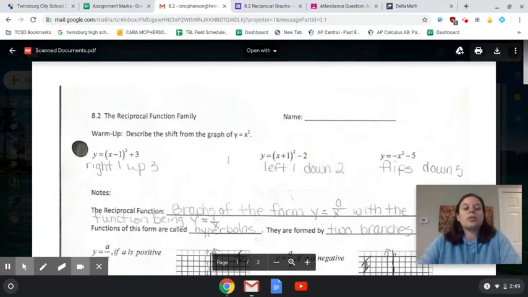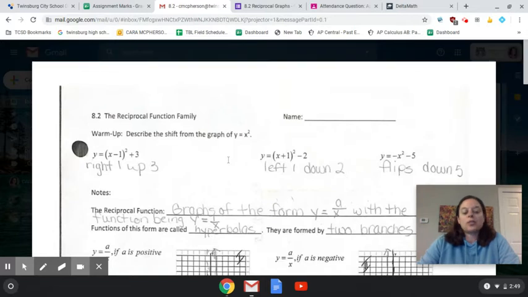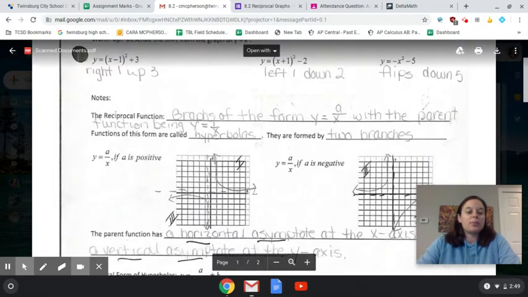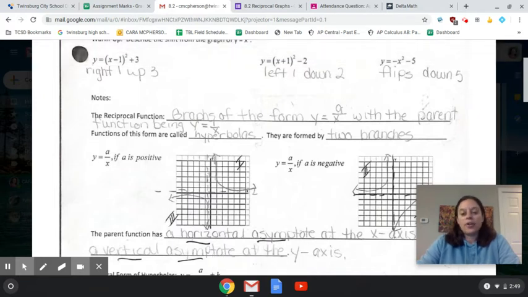And what 8.2 is looking at is what do graphs look like if it's a number divided by x? So if we look at something called a reciprocal function, it's looking at a graph that is any number. It could be 5 over x, 3 over x. And the basic one, we call it the parent one, would just be like 1 over x. There's a name for these groups of functions. They're called hyperbolas. It's one of my favorite words to say in mathematics.